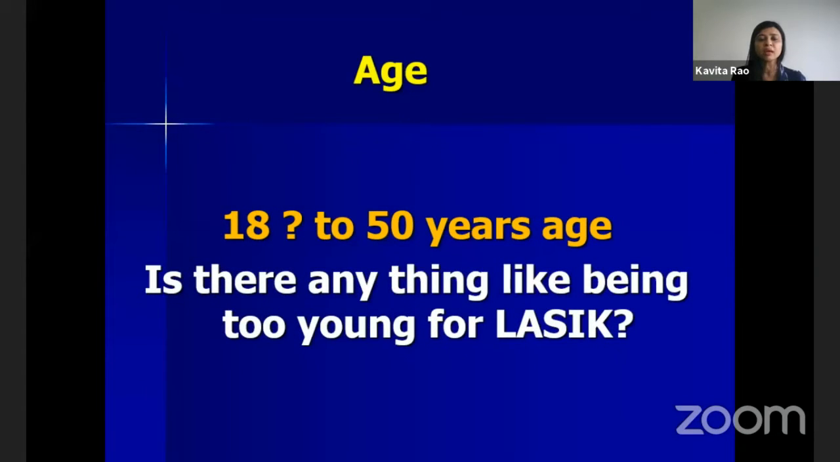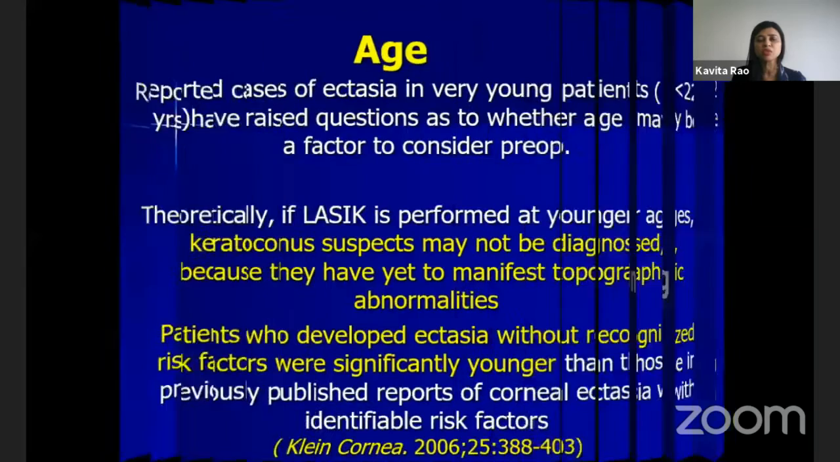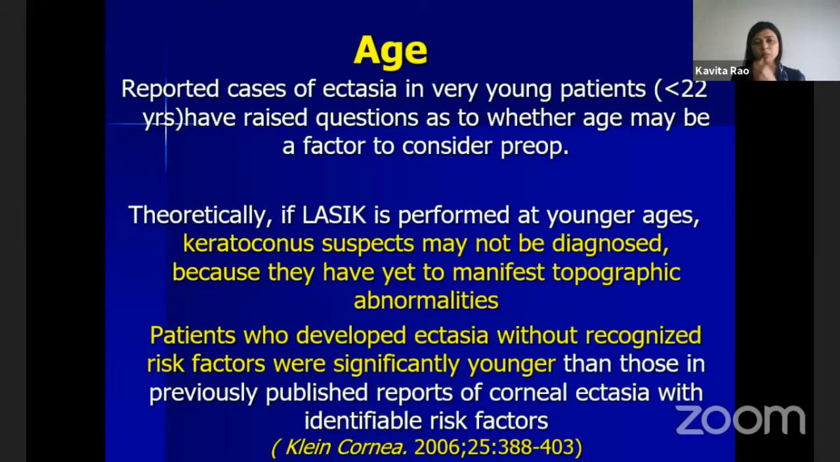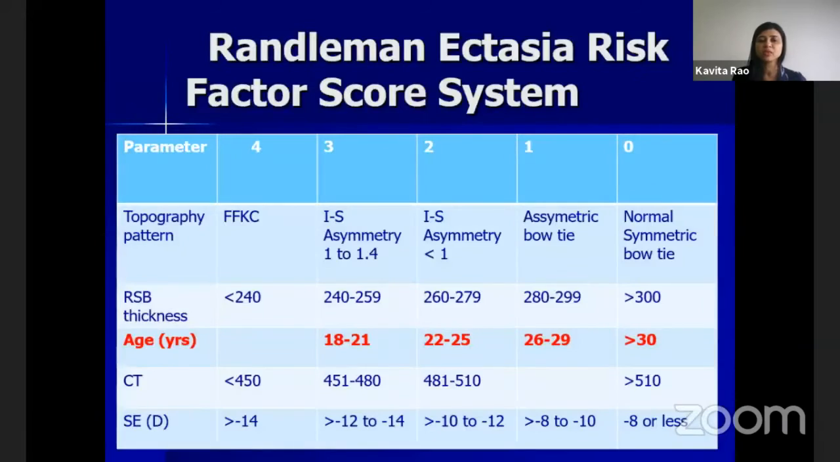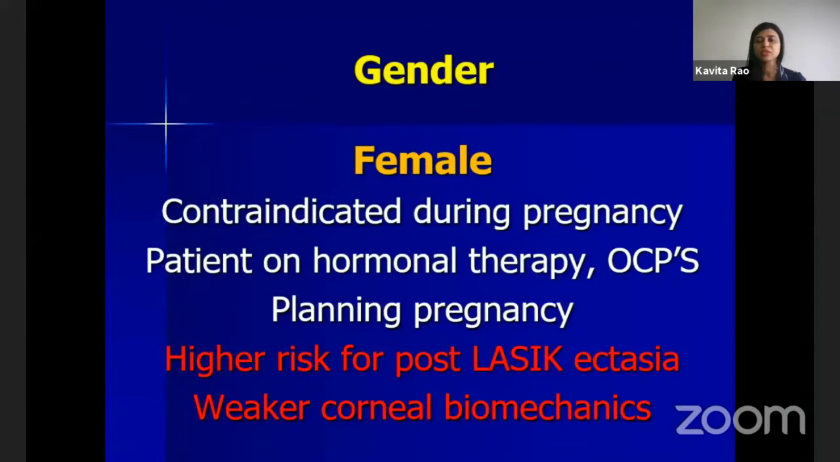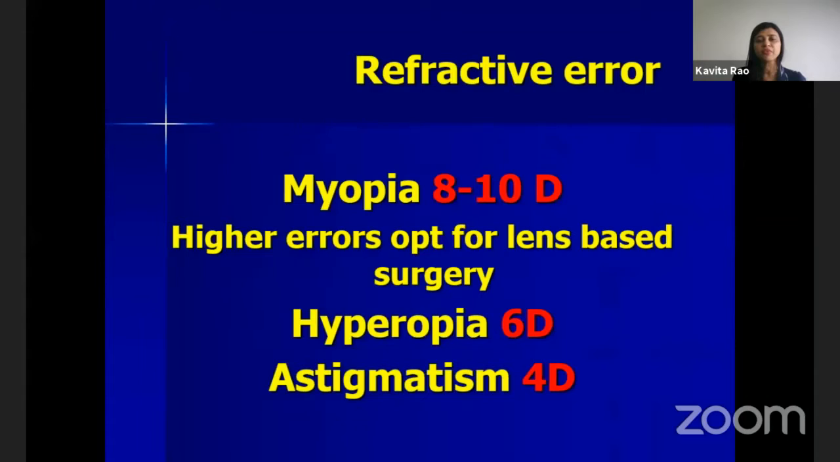Now, looking at the younger range of patients, is there something which is too young? Most of the ectasia cases are reported in younger patients, and that is why, as a thumb rule, I feel it's better to wait till they're at least 21 before you go ahead with refractive surgery. When the patient is a female, make sure you've taken a history about whether she is on hormonal therapy or planning any pregnancy immediately, because they have a higher risk for LASIK ectasia.